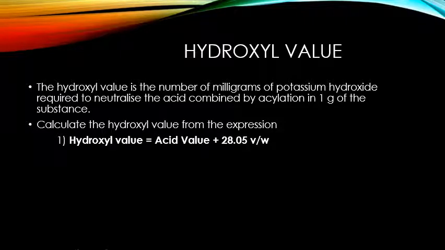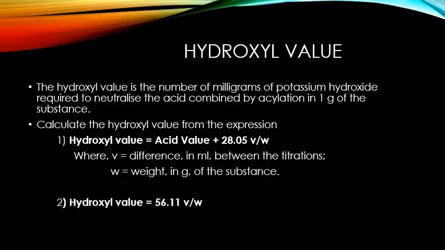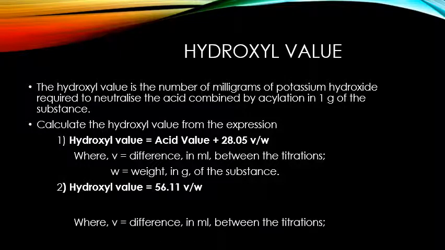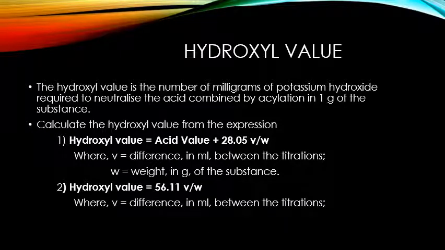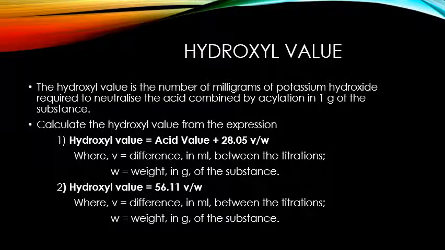Hydroxyl value, there are two methods. First one: hydroxyl value is equal to acid value plus 28.05 V by W, where V is the difference in ml between the titrations and W is the weight in grams of the substance. And the second formula used for the hydroxyl value is equal to 56.11 V by W, where V is the difference in ml between the titrations and W is the weight in grams of the substance.